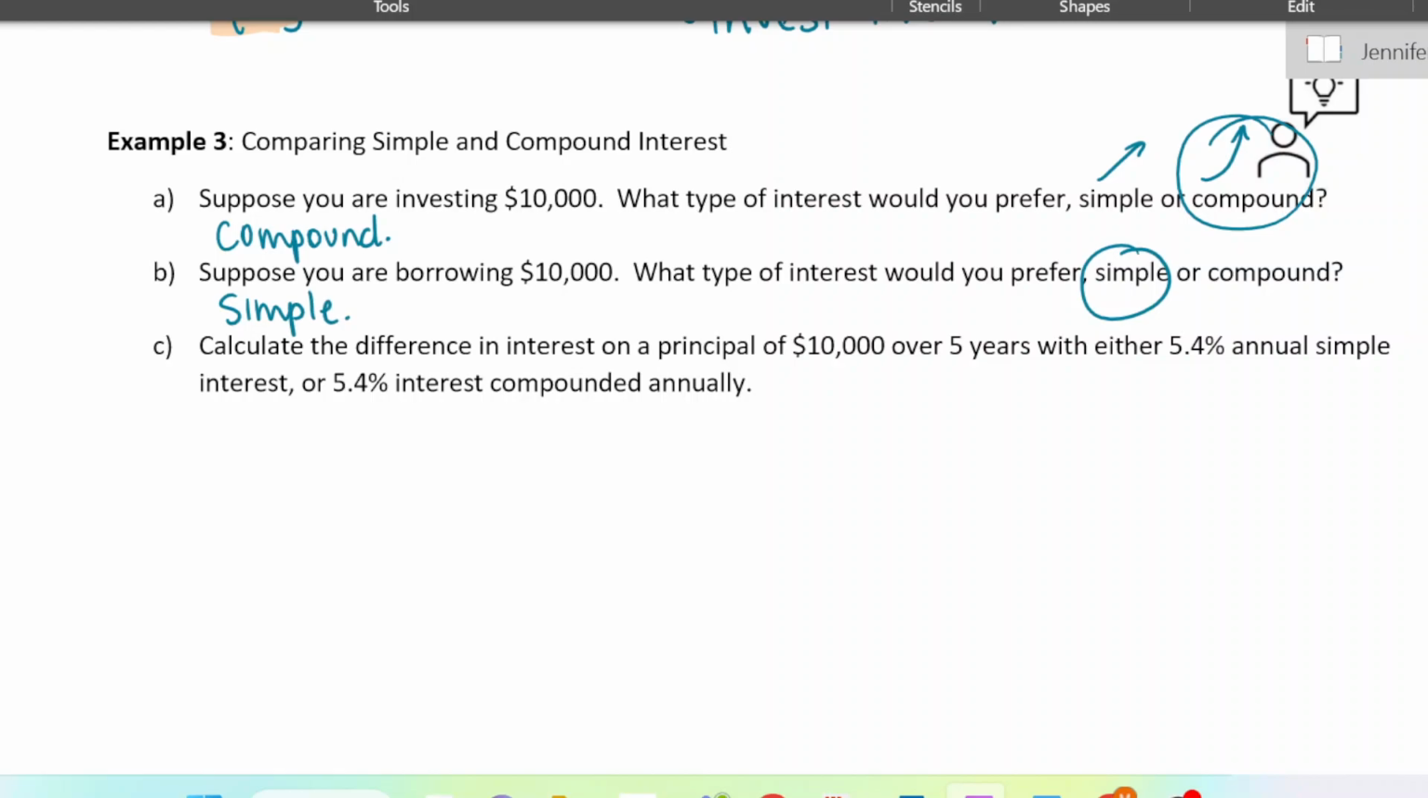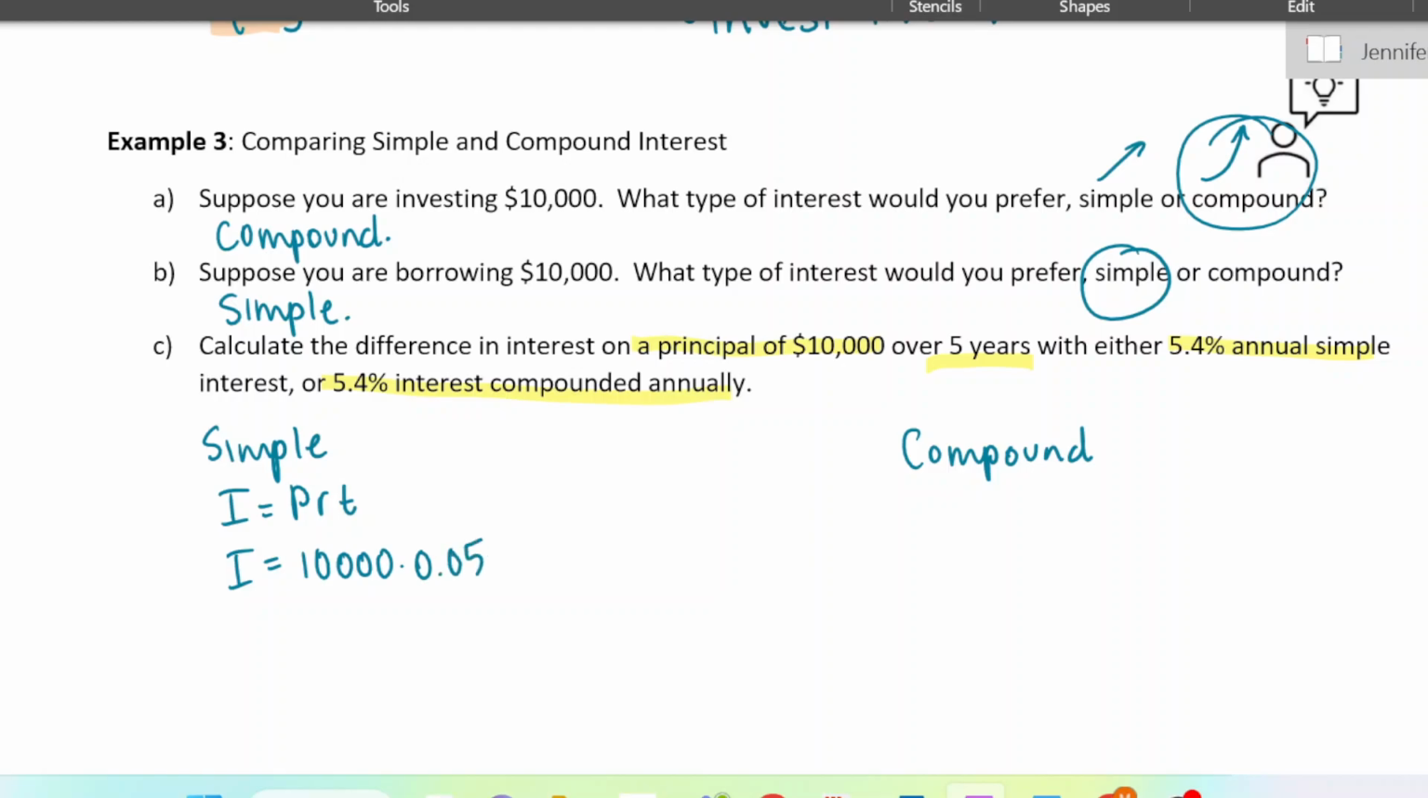Let's compare the difference though and see what difference it makes. So it says calculate the difference in interest on a principal of $10,000 over 5 years with a simple interest rate or a 5.4% interest rate compounded annually. Okay, so we'll do the simple over here and the compound over here. Okay, so simple interest is I equals PRT. So our principal is $10,000. The interest rate is 0.054 and our time is 5 years.